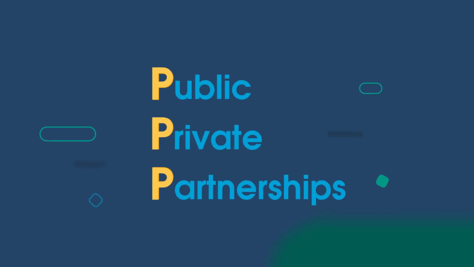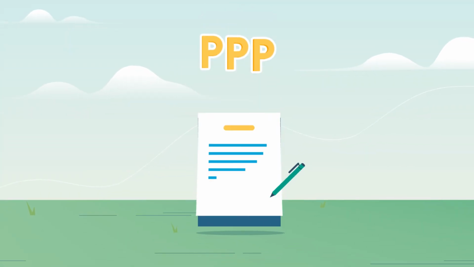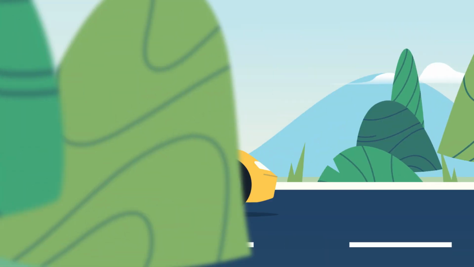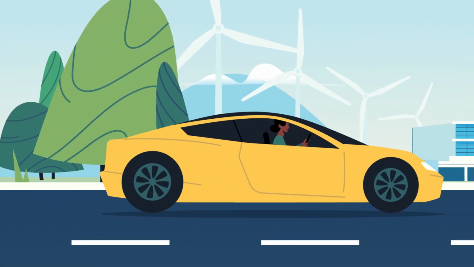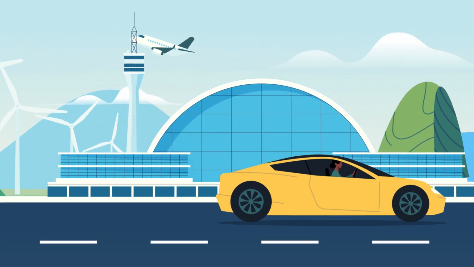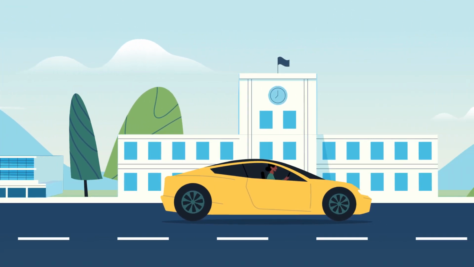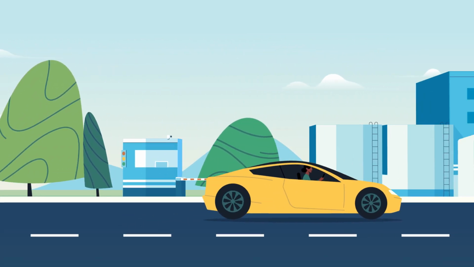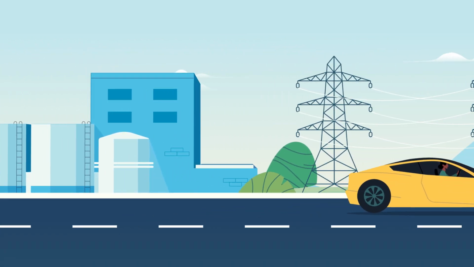Public-private partnerships, or PPPs, can be employed for the development of public assets, such as roads, power generation facilities, airports, and schools, as well as public services, such as collecting tolls, water service, utilities, or transporting passengers.